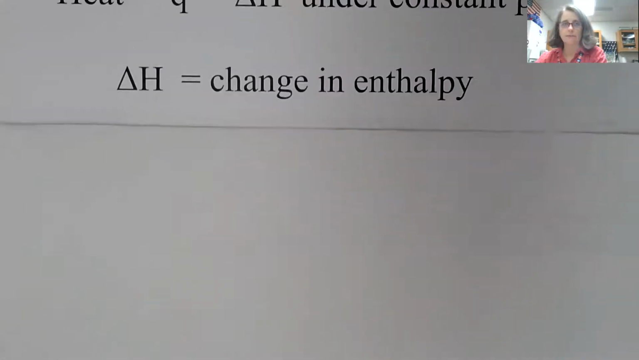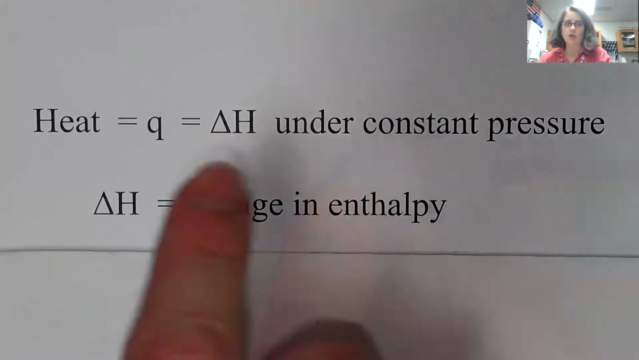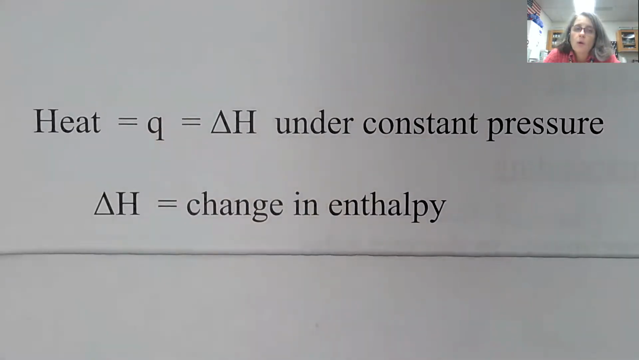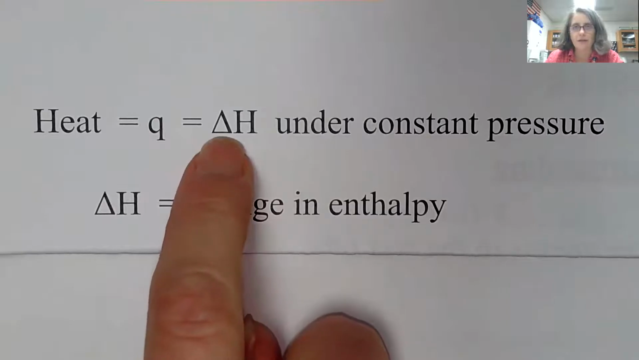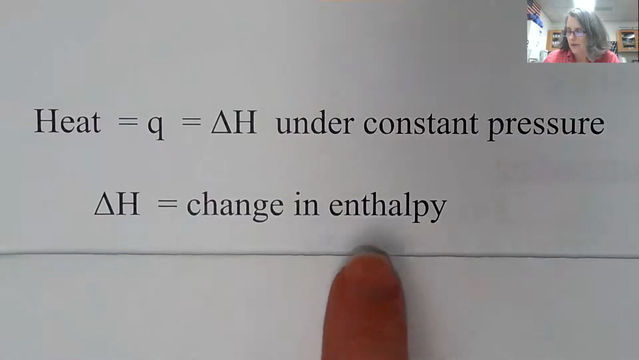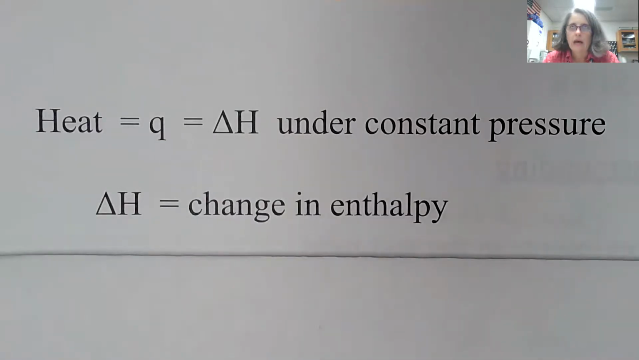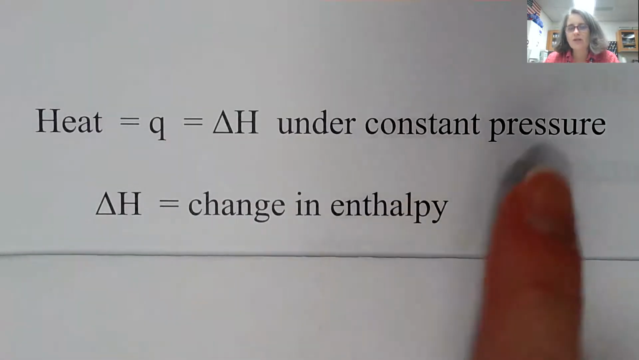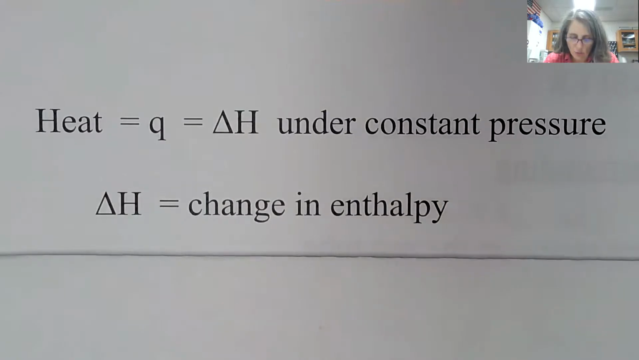All right, so just a couple more definitions here. So we've been talking about Q as heat, okay? Well, a new symbol you're going to start to see is a capital H with a delta sign in front of it. So we're going to say that heat is the same as something called change in enthalpy. And again, if you take chemistry again, enthalpy is a much bigger topic that we cover. And delta H is the same as Q under what we call constant pressure.